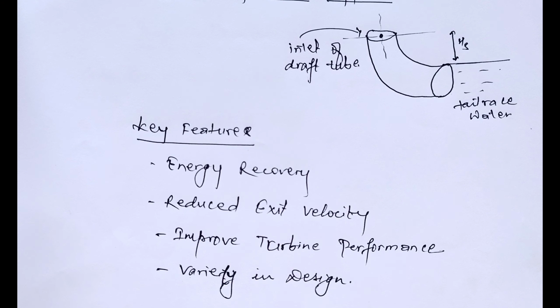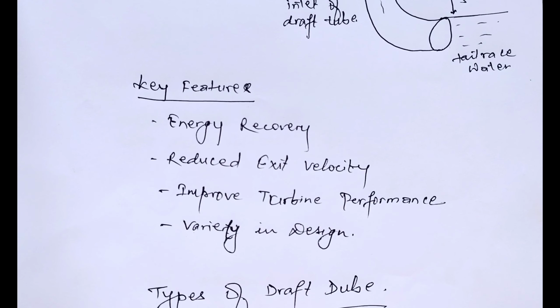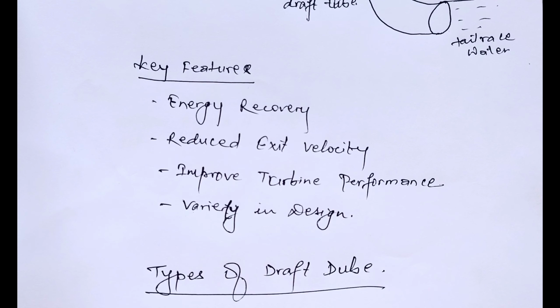Draft tubes come in different designs such as straight draft tubes, elbow draft tubes, and trapped draft tube, each suitable for a specific turbine type and operating condition. This variety of design can also be called the types of the draft tube. Now let's talk about the types of draft tube. There are various types of the draft tube.